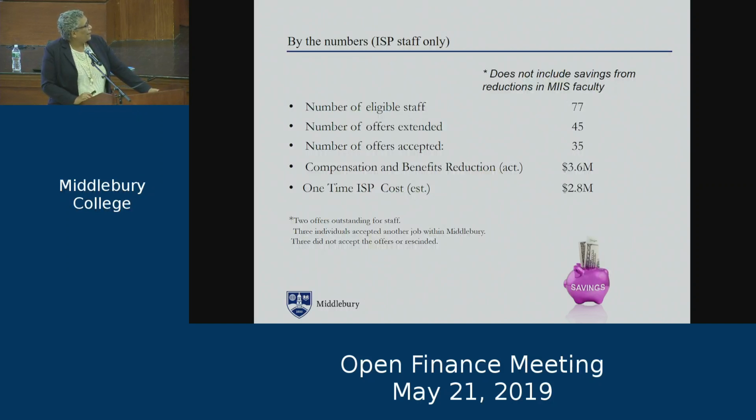So between the 35 offers accepted and the number that were extended, we still have 2 outstanding offers for staff that's attributable to people in multi-incumbent positions where we're rolling forward. 3, as well as another individual we had to give an extension. 3 individuals have accepted jobs within Middlebury, so they were able to find another position. 3 did not accept the offer or rescinded.